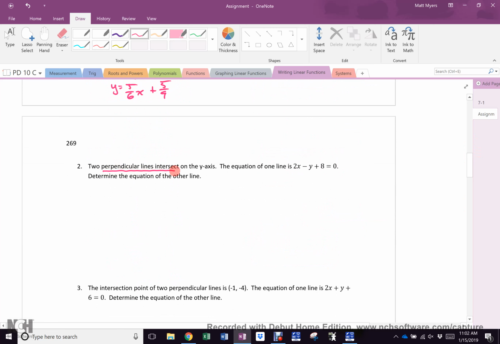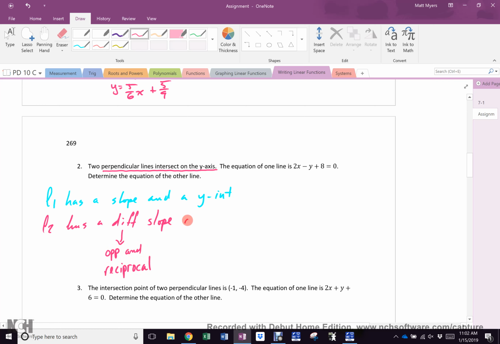Two perpendicular lines intersect on the y-axis. So that means line 1 has a slope and a y-intercept. Line 2 has a different slope, different being that it is opposite and reciprocated. And the same y-intercept.